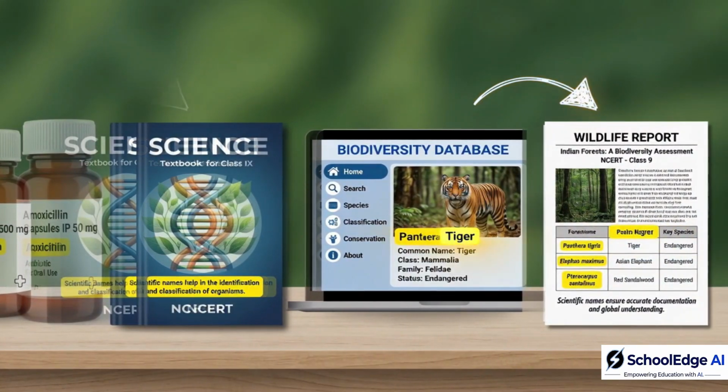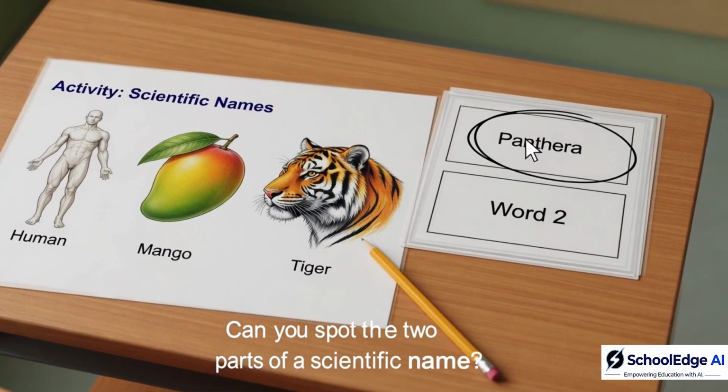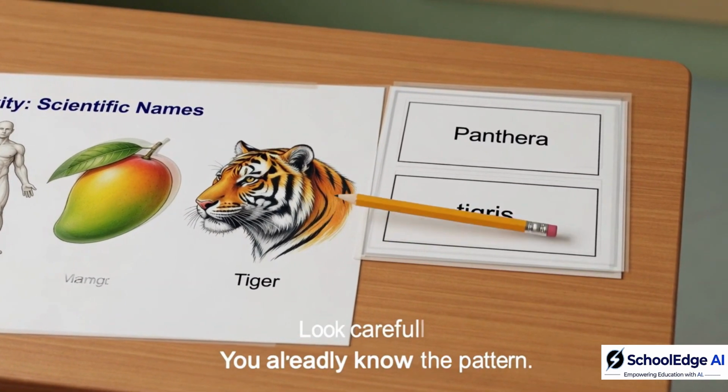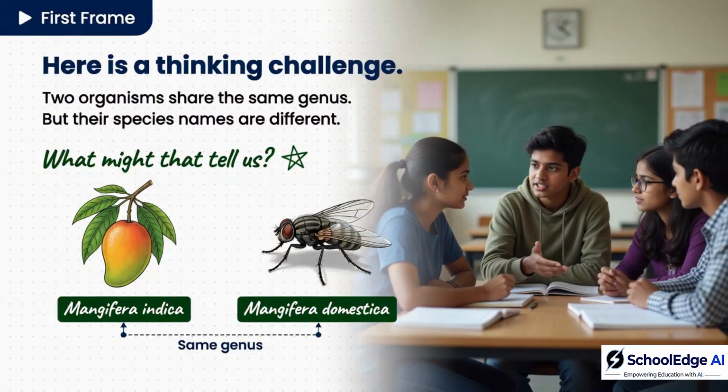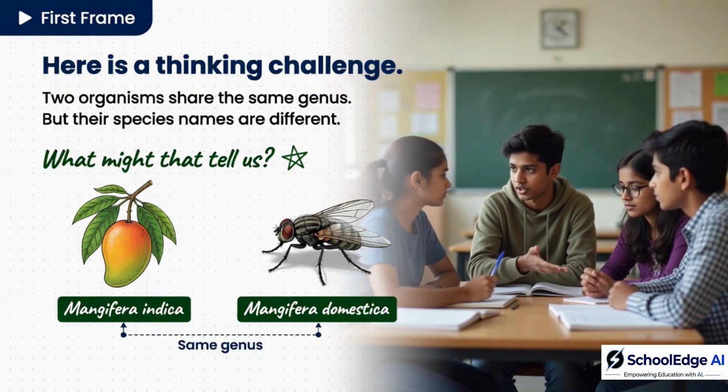No confusion at all. Let's try a quick activity. Can you spot the 2 parts of a scientific name? Look carefully. You already know the pattern. Here is a thinking challenge. 2 organisms share the same genus, but their species names are different. What might that tell us?